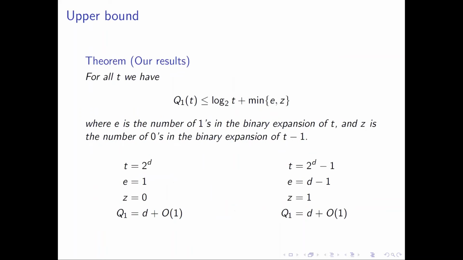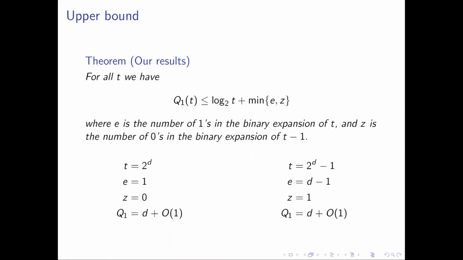And so let's now talk about our upper bound. It states again that Q1 of T is at most the binary logarithm of T plus the minimum of two quantities. E is the number of ones in the binary expansion of T, and Z is the number of zeros in the binary expansion of T minus 1. And to prove this, we actually develop two different protocols, one with log T plus E states, and the other one with log T plus Z states. And for any case, we take the best one.